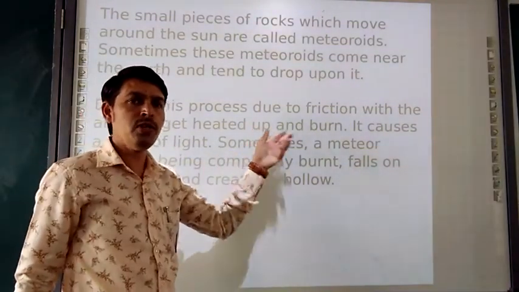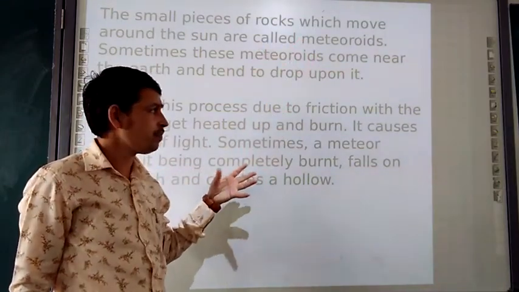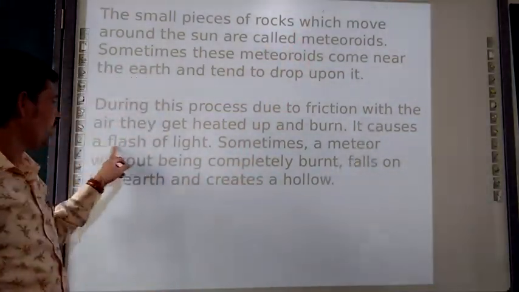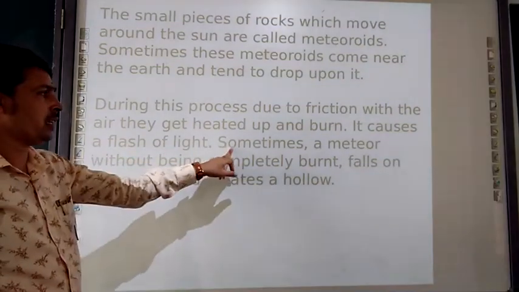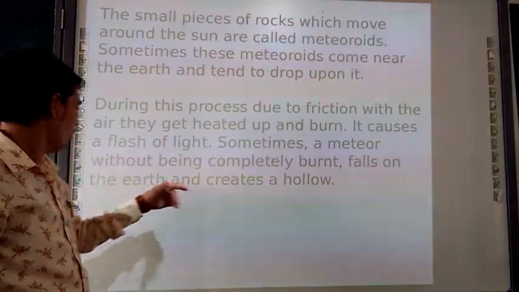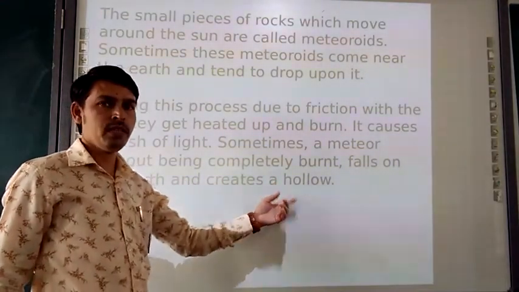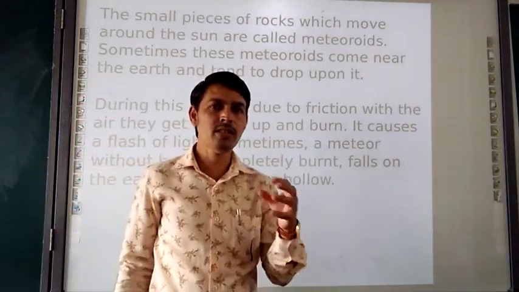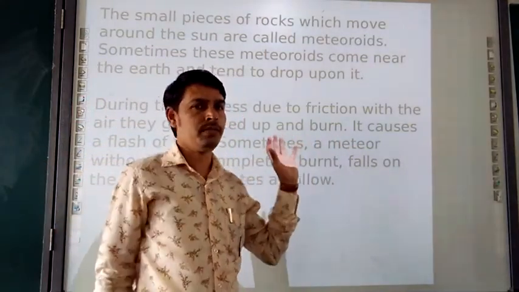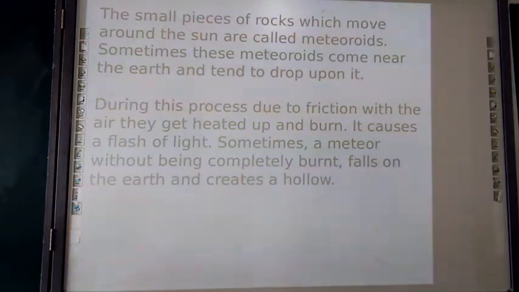As I have shown you, it is burning and coming near to the earth. Okay? It causes a flash of light. Sometimes a meteor, without being completely burned, falls on the earth and creates a halo. Then they are dashing to the earth, so they are making a halo mark over there. So that halo mark is going to be on the earth.